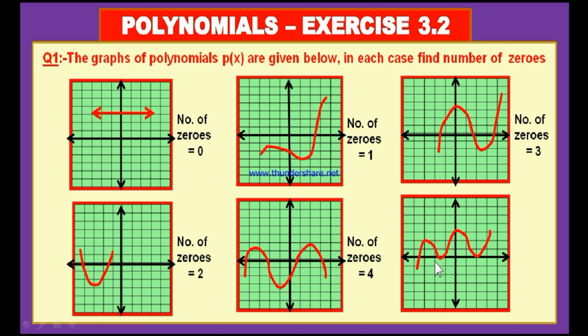How many common points are there? 1, 2, 3 common points. Therefore, the number of zeros of this curve is equal to 3.